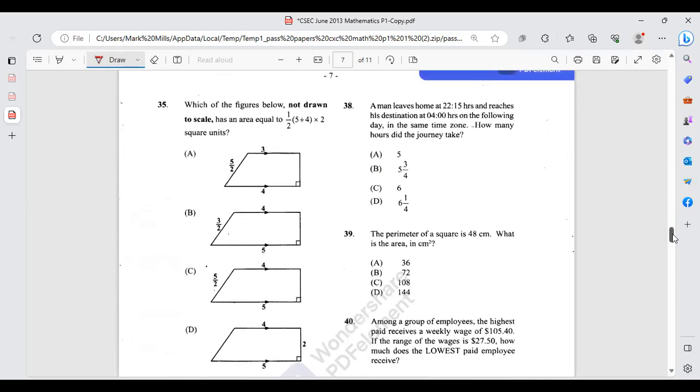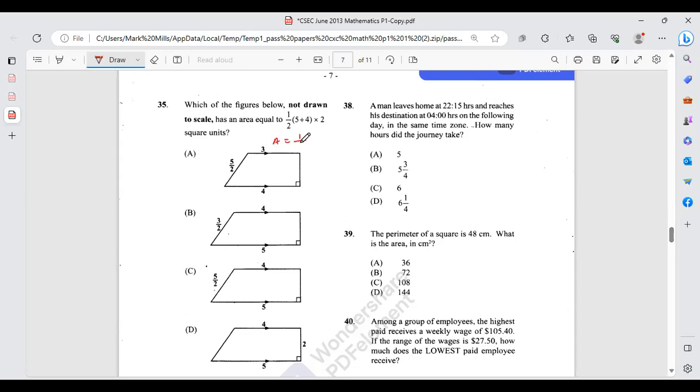Which of the following, not drawn to scale, has the area half open bracket 5 plus 4 times 2? B. Somebody say A. Sir, D. D. Agree?